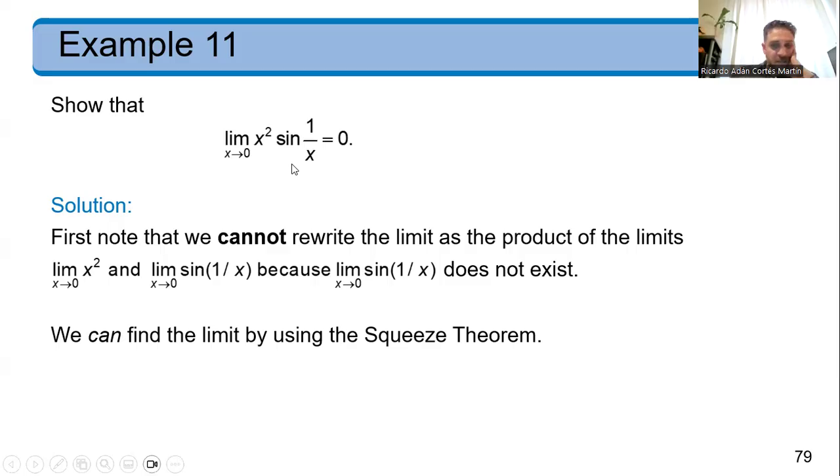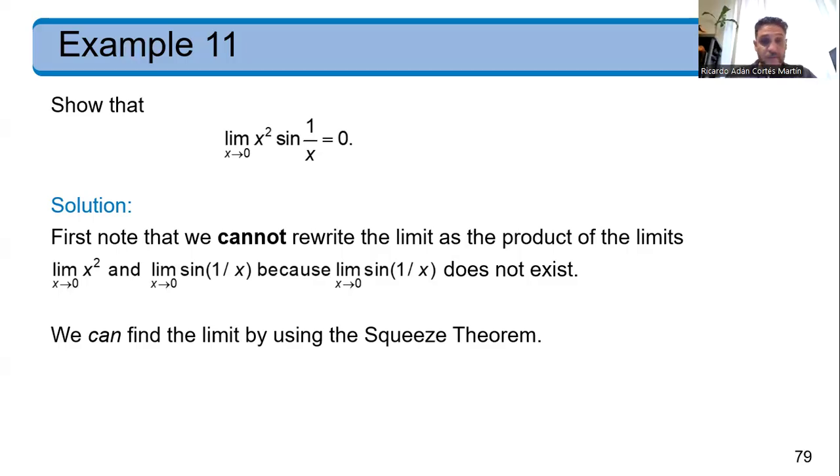It doesn't exist. Okay, so this means that this limit doesn't exist? Well, no, actually the limit is defined because of what is doing the x squared here. Okay, so in this case, that is a little bit of a funny case. We can use the squeeze theorem. Okay, so how are we going to do it?